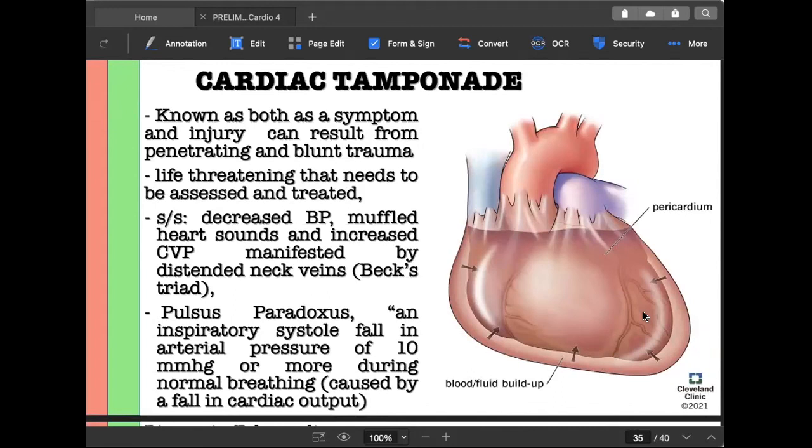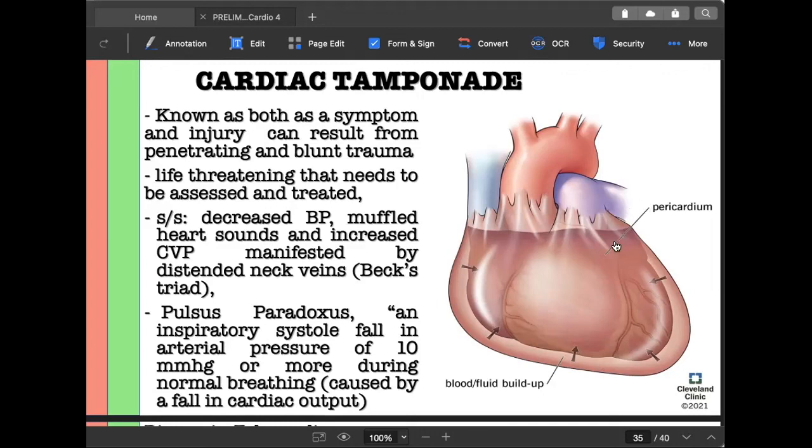And I think the last one for our cardiac topics for your preliminary is your cardiac tamponade. Now, this one is known as both a symptom and injury that can result from penetrating and blunt trauma. This is life-threatening and needs to be assessed and treated. Signs and symptoms are decreased blood pressure, muffled heart sounds, and increased CVP manifested by distended neck veins, pulsus paradoxus, and an inspiratory systolic fall in arterial pressure of 10 mmHg or more during your normal breathing, caused by a fall in your cardiac output.